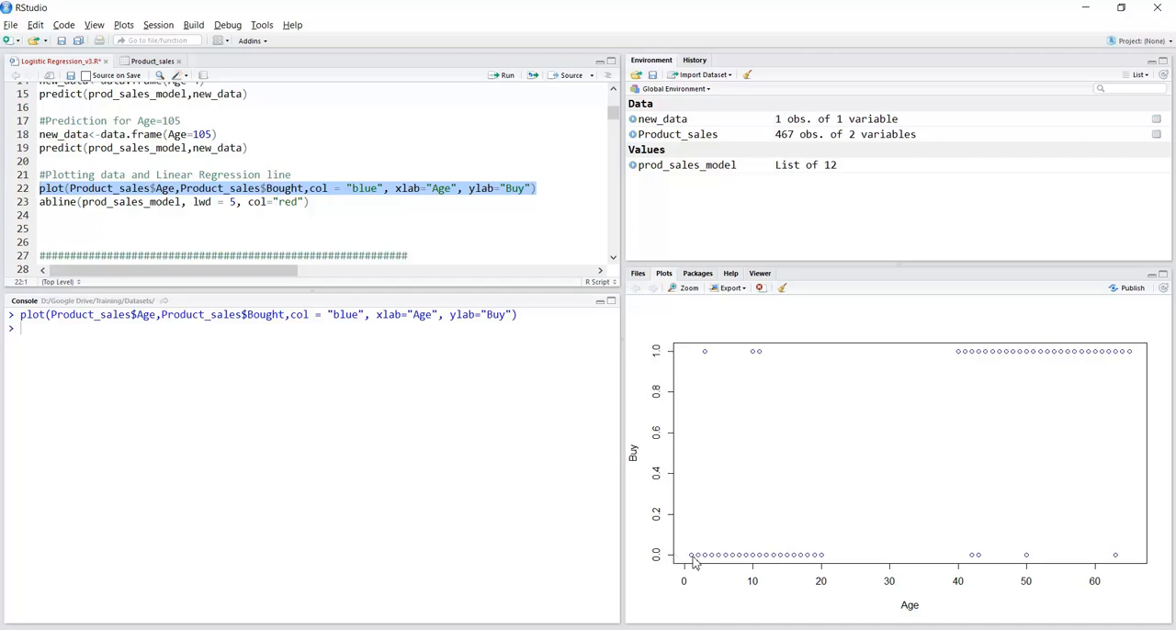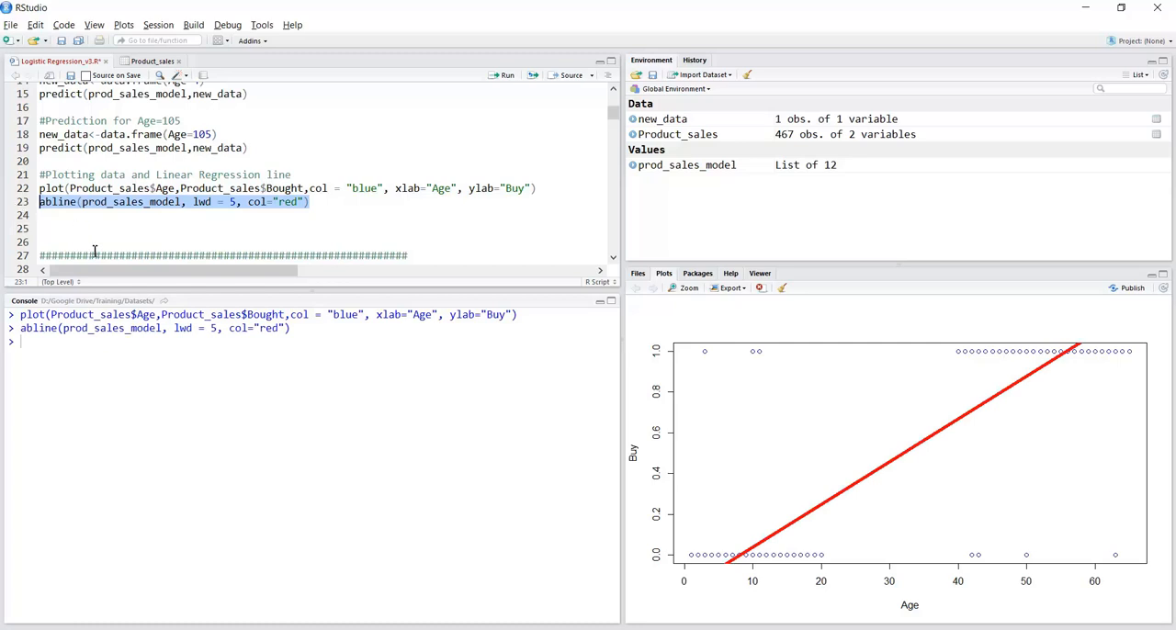So how many times is buy taking 0? When age is 0, 1, 2, 3, 4, 10, 12, 13, 20, up till that point most of the people are not buying this product. Maybe it is not relevant to them. There are some people who are buying this product. From age 40 onwards, a lot of people are buying this product. That is the original data, and if I draw the regression model on this data set, it looks like this.